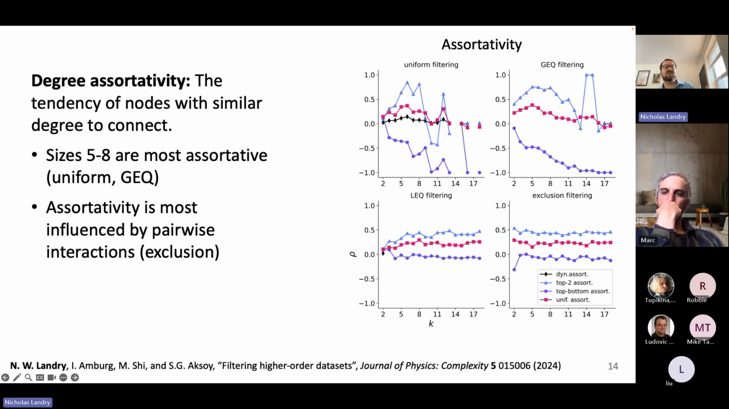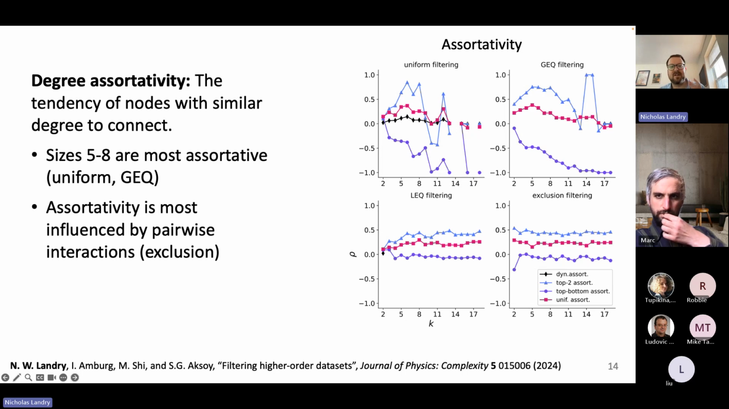So first we look at the degree assortativity, which if you're unfamiliar with this, is simply the tendency of nodes with similar degrees to connect with one another. And what I want you to notice is that for the top row here, we've got the uniform and greater than or equal to filtering. If I look at the top 2 assortativity, that blue line there, it seems to be most assortative for edge sizes 5 through 8, just as a rule of thumb.